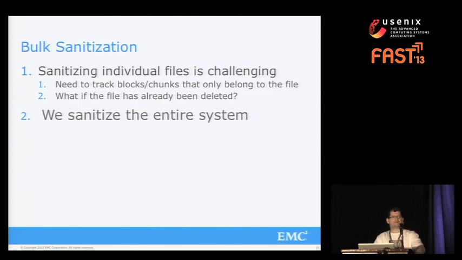In this paper, we describe a technique for bulk sanitization. Bulk sanitization means that you delete all the files that are affected by your incident and then you run this feature, and that will run on the entire system. In deduplicated systems, sanitizing individual files is very challenging because you need to track all the unique blocks associated to a file. And not only that, what if the file has already been deleted from your storage system? You might have incidents where you have already deleted the file and you still want to sanitize the system.